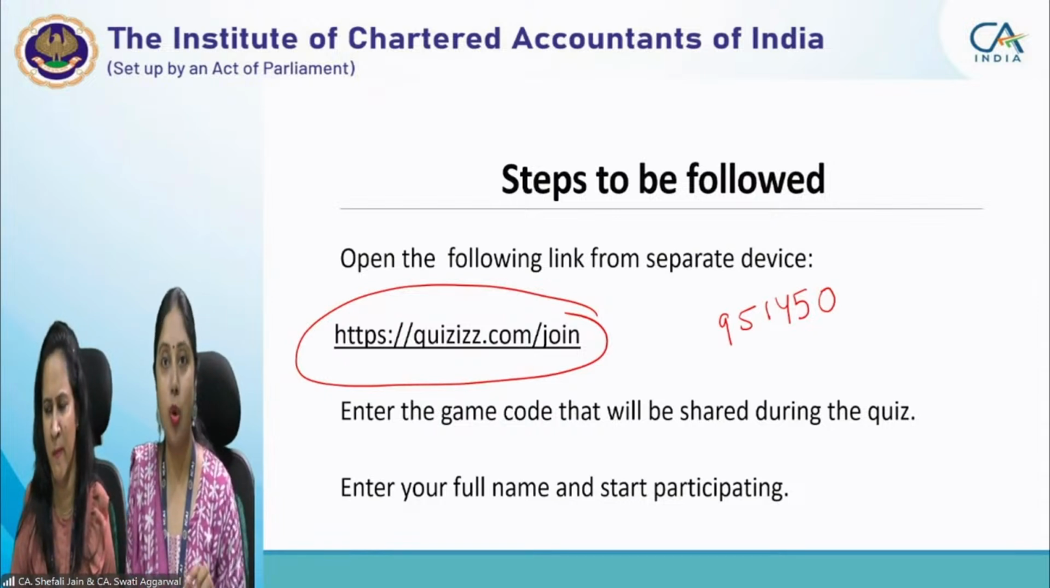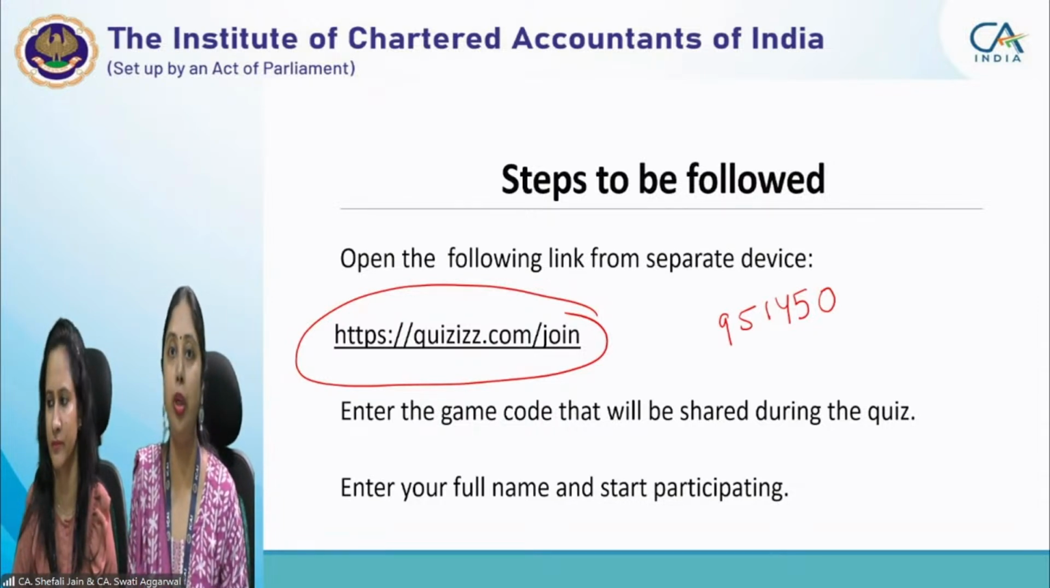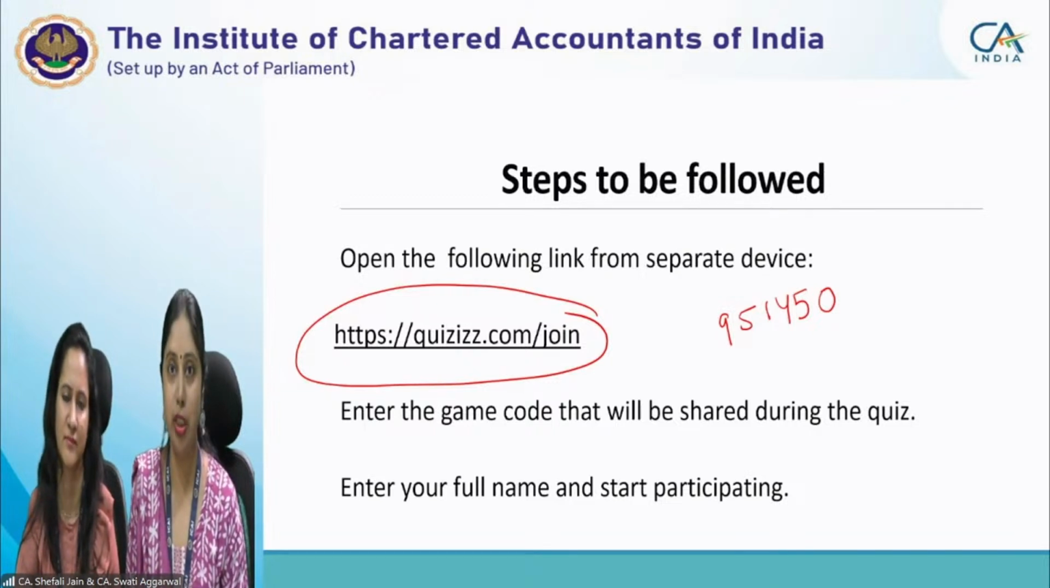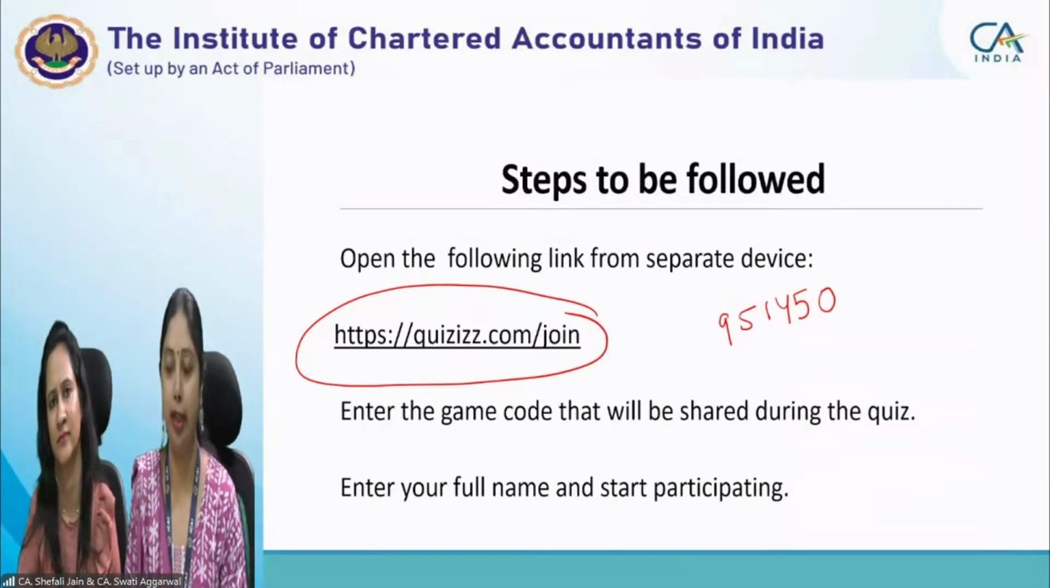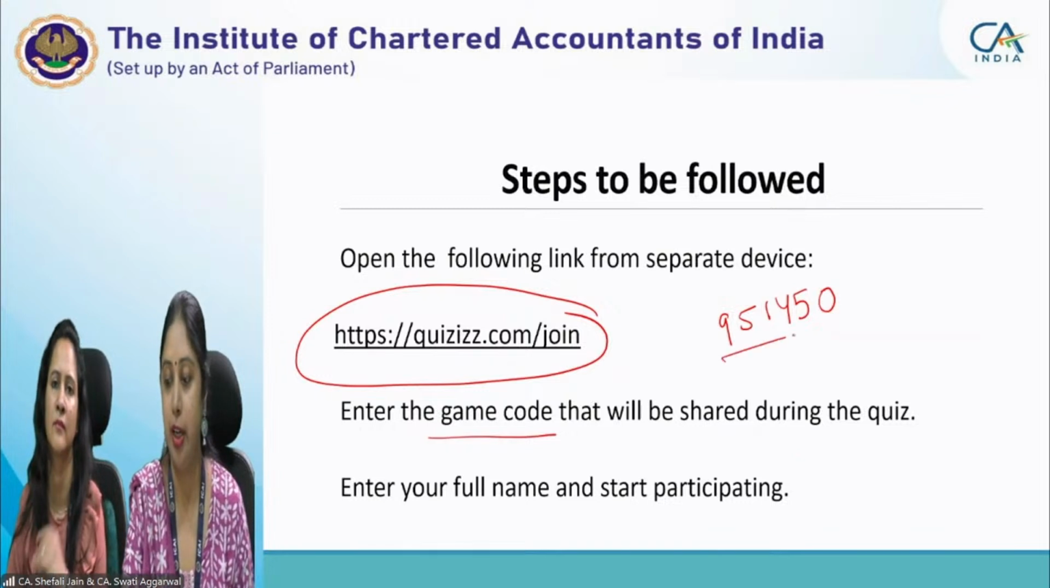We request all the students to put the name through which they are enrolled in the CA course, because that will help us identify the students who are actually excelling in their studies. We want to identify you with the name through which you have registered with us, so please log in with that name only. You have to enter the game code, which we have already told you.